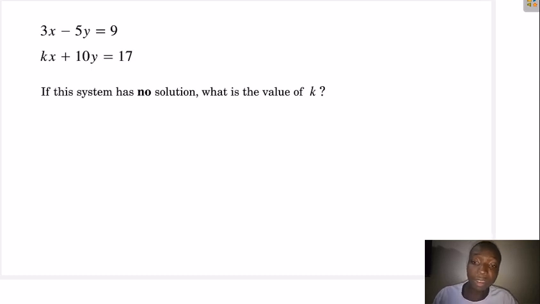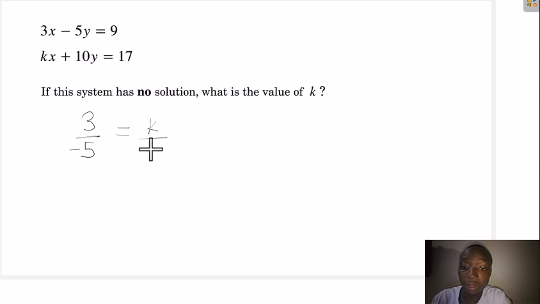So 3x minus 5y equals 9, kx plus 10y equals 17. If it has no solution, what's the value of k? Basically, we need to confirm that a over b is equal for both equations, but c over b is not equal. Let's check that. So 3 over minus 5, for the first equation, should be equal to k over 10. We need this to be equal.